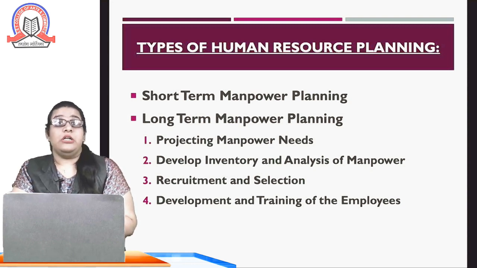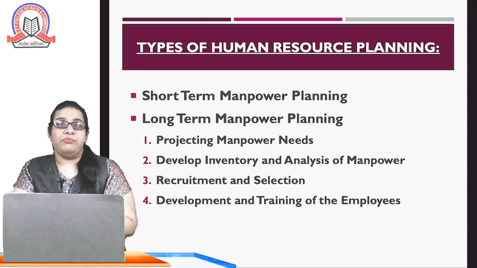Then we need long term planning also. For example, within 5 years, what are our plans? We want to expand our business, we want to open up new branches. So accordingly we have to plan our HR needs, that we are going to need more employees, what their skills will be, what the payment will be. So we have to plan accordingly.